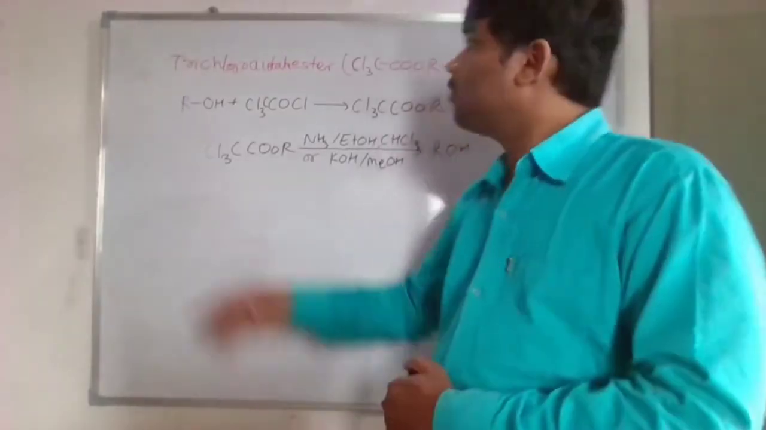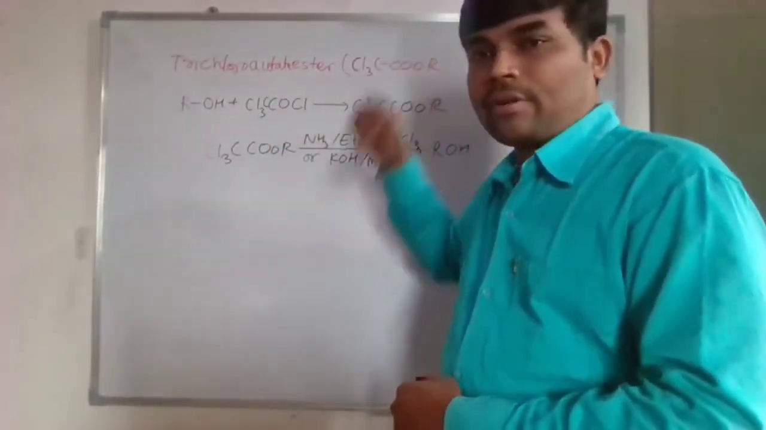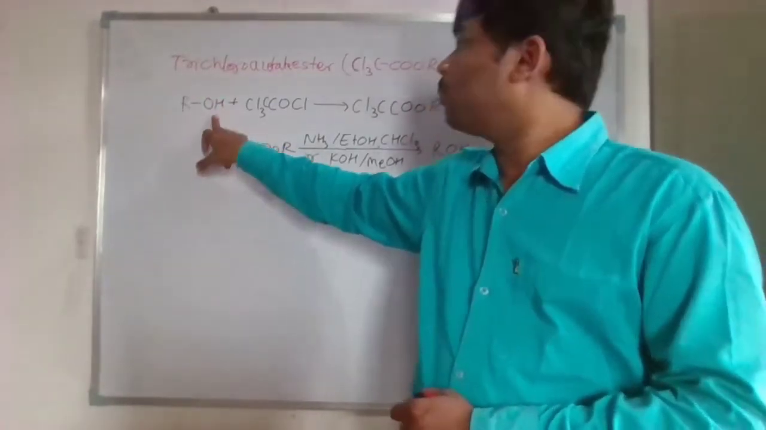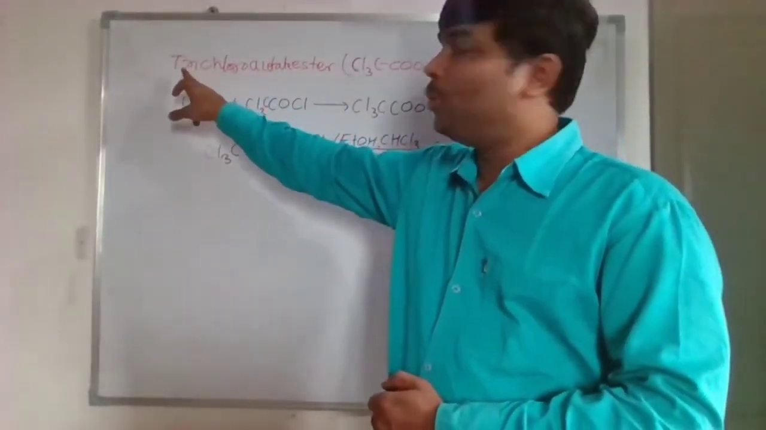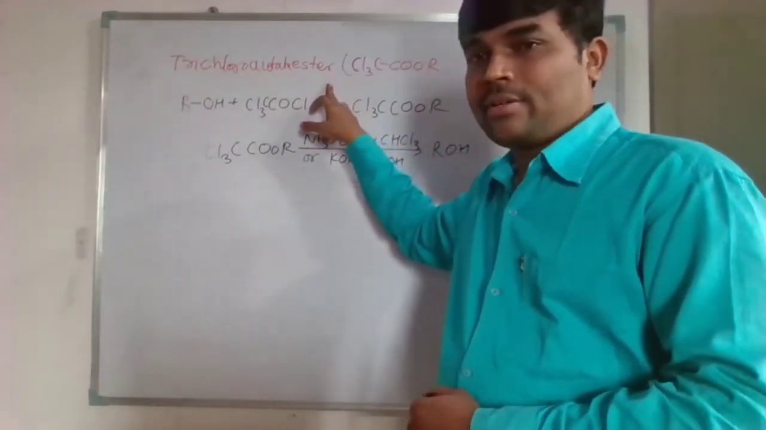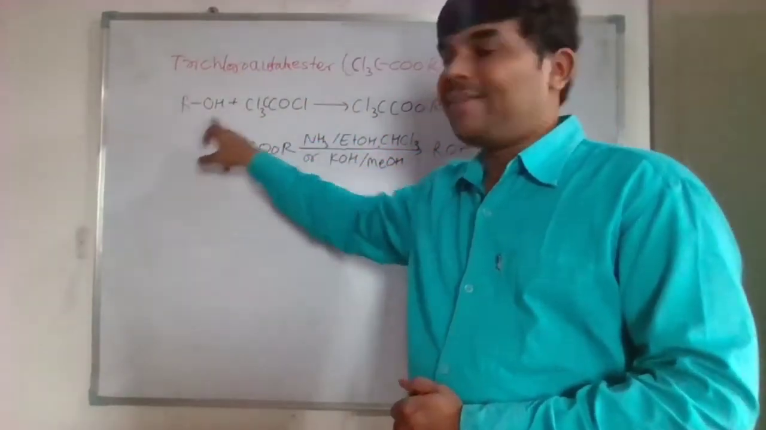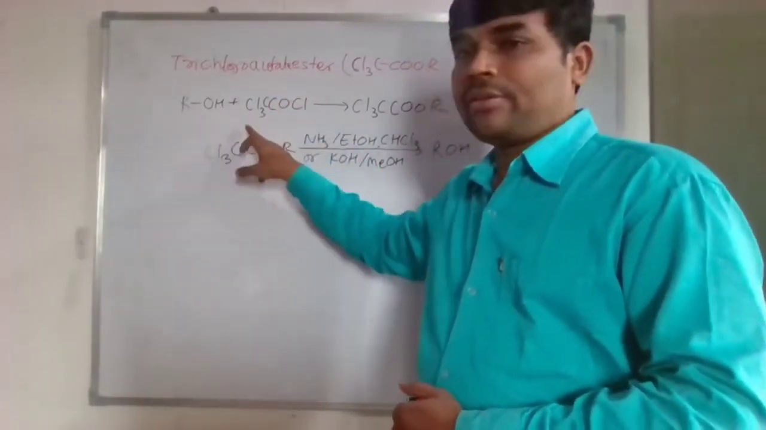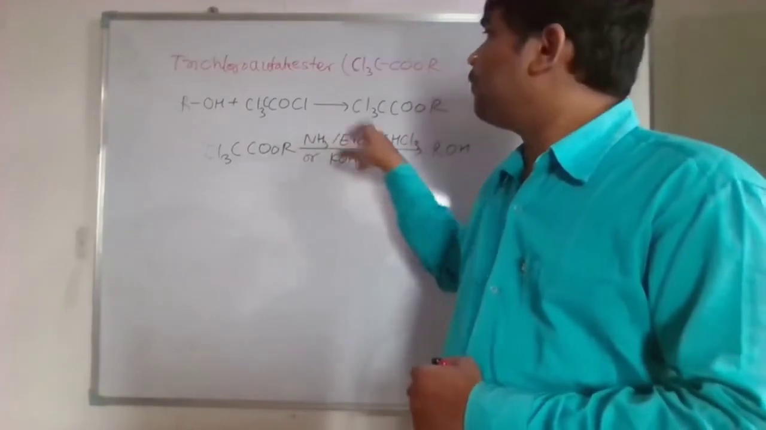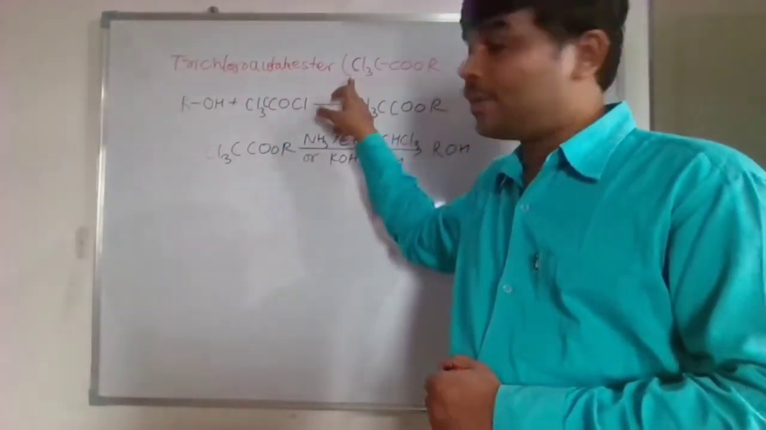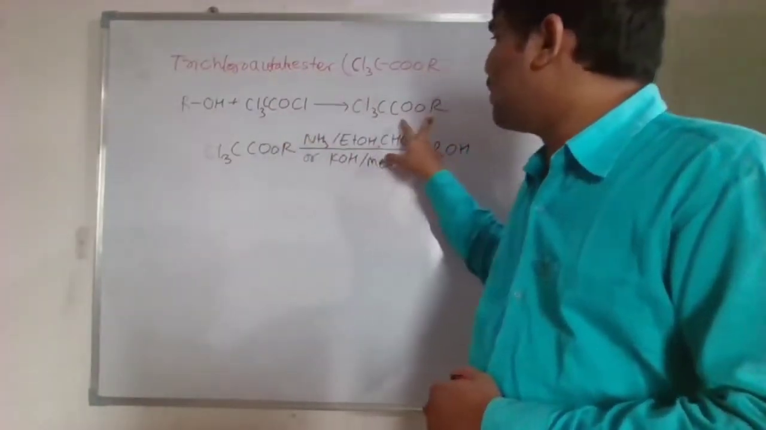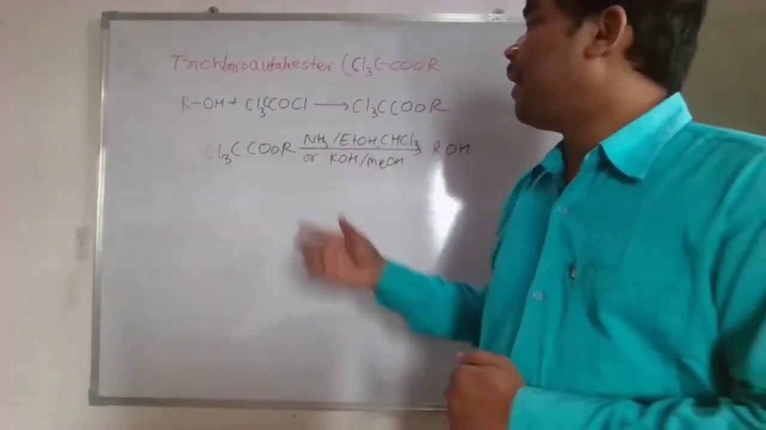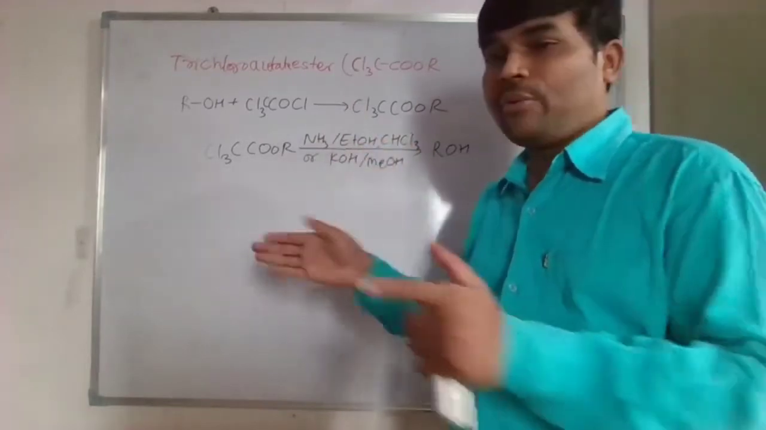The next one is trichloroacetate ester. We produce it from alcohol by protecting this OH group, converting this alcohol into trichloroacetate ester. For this, when alcohol reacts with trichloroacetyl chloride, it forms trichloroacetate ester. Then this OH group is protected by this trichloroacetate group.